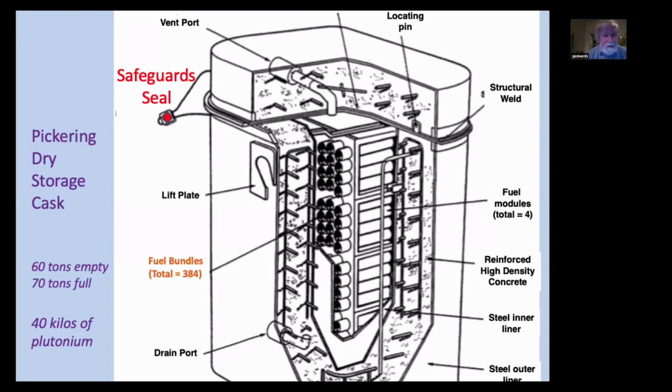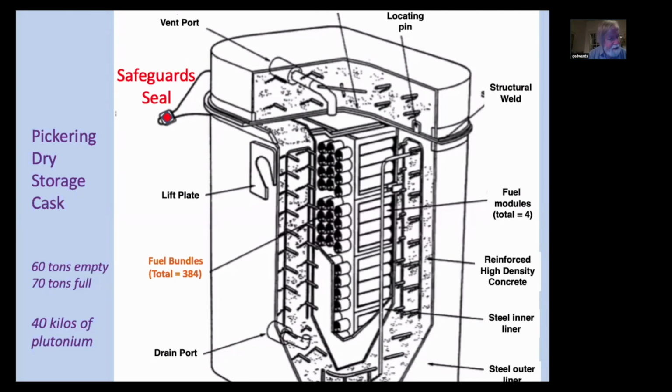This is a drawing of a Pickering dry storage cask. And these casks have to be loaded underwater. The cask itself is put underwater, and the fuel is loaded into the top of it before the lid is put on, because otherwise the radioactivity would be so intense, and the heat generation is still considerable. For safety's sake, it is done underwater.